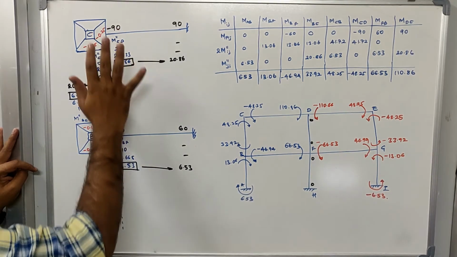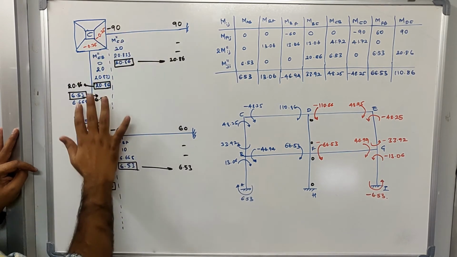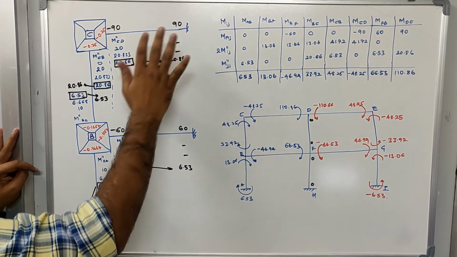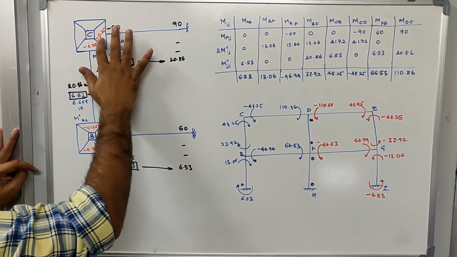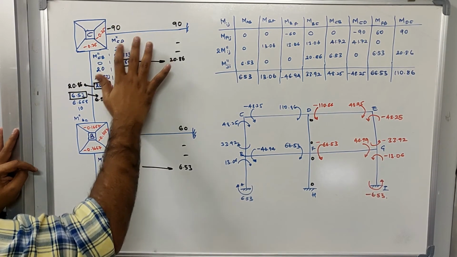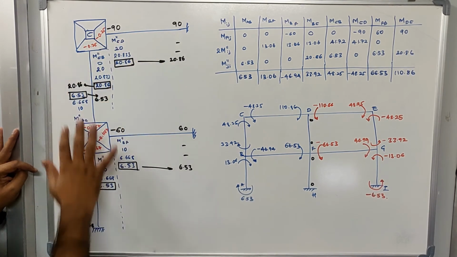Now I'll go to joint C. In joint C, I'll take the summation of fixed end moment, then see what the far end moment is. The far end moment on this side we'll consider to be 0. On this side we have 10, so minus 90 plus 10, multiplied by the respective rotation factors. I'll write down M double dash CB and M double dash CD, which is 20 and 20. Now this completes the first iteration.